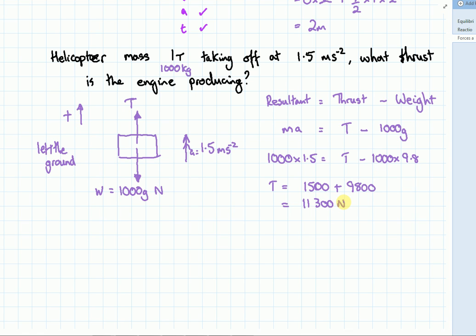And depending on the question, they may have asked you to do things with the acceleration, like I did in the first video, to do with SUVAT situations. But at the moment I'm focusing on forces. Let's do another one.